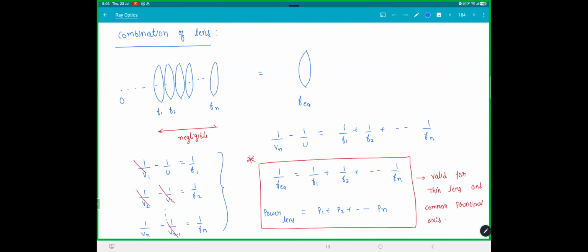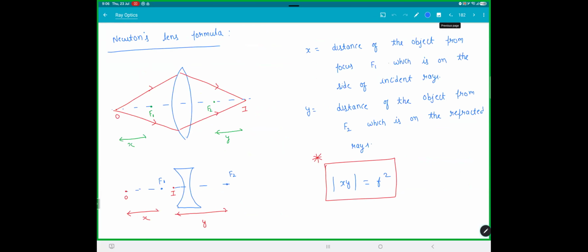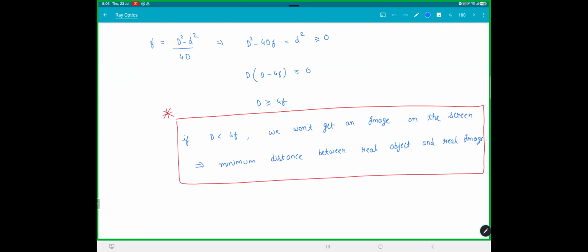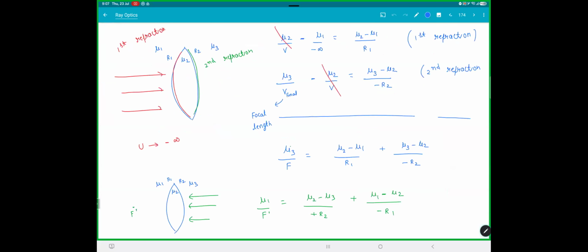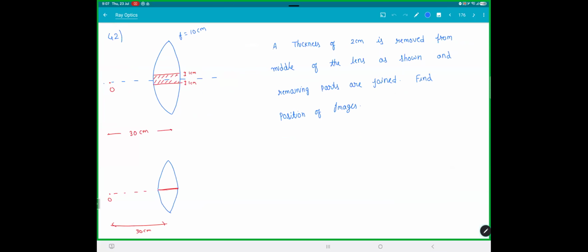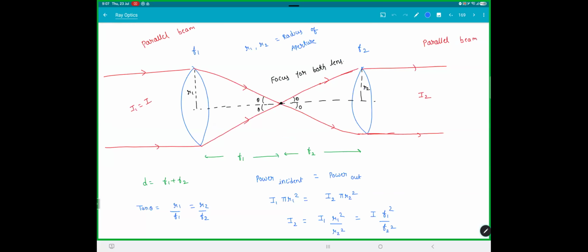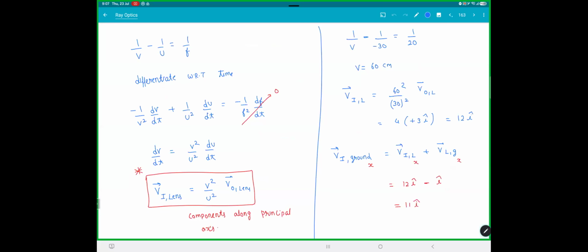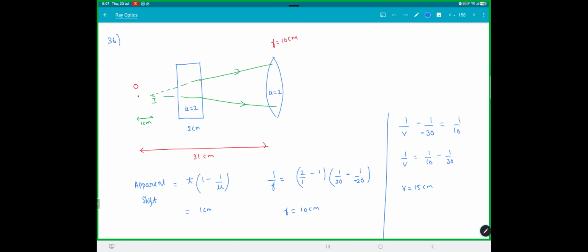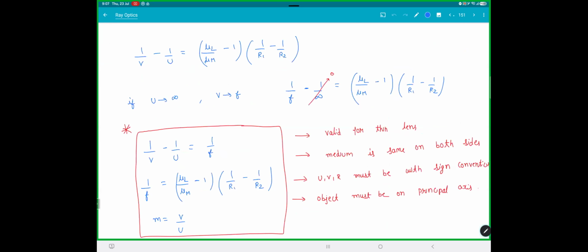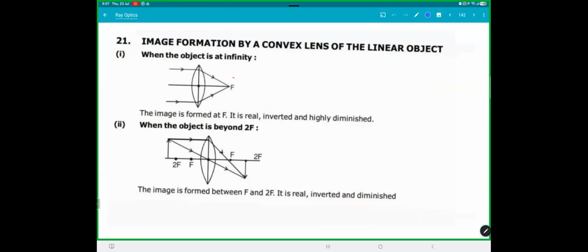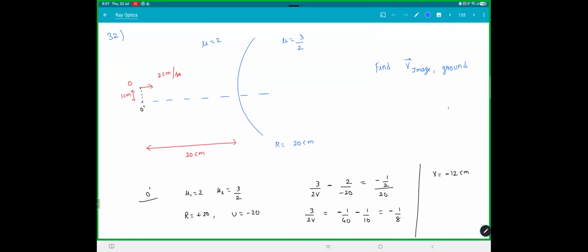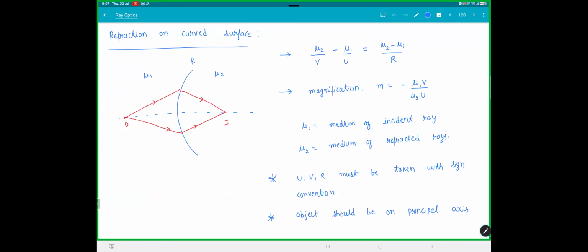It's a concept, but yeah, 18, 19, 20, Newton's lens formula, 21, 22, 23, you need to remember this, 24. This thing is not a main thing, but yeah. These things you can differentiate and derive them. 26, 27, 28, 29.